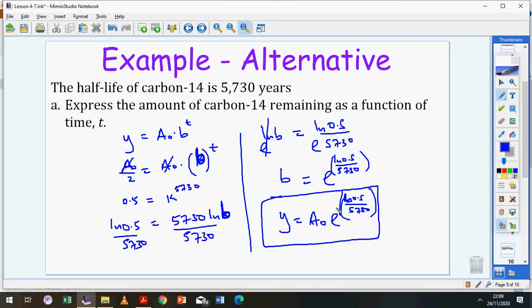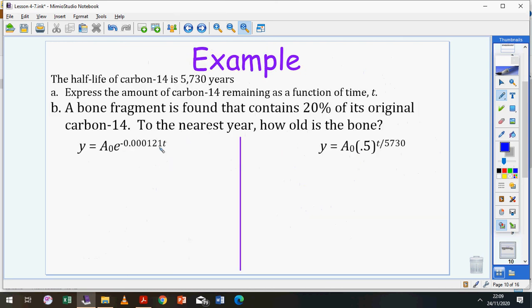The half-life of carbon-14, blah blah blah, expressed out, part A. Part B. A bone fragment is found that contains 20% of its original carbon-14. To the nearest year, how old is the bone? Right? To the nearest year, how old is the bone? I have two equations. I can use this equation, which is a naught e to the power this, or I can use this alternative equation, which is a simplification of this equation that I have here.